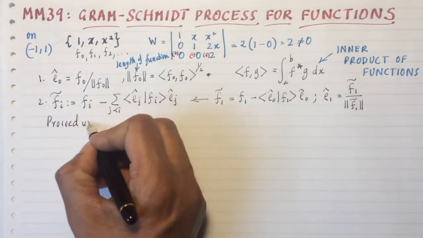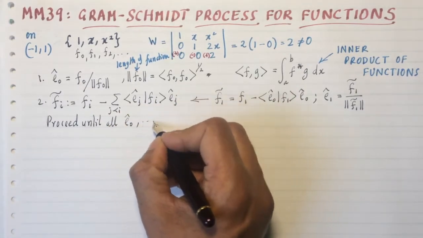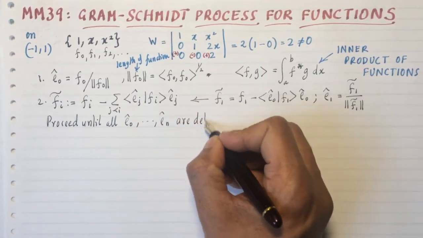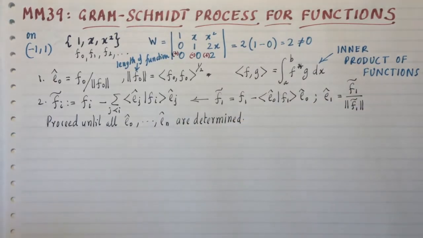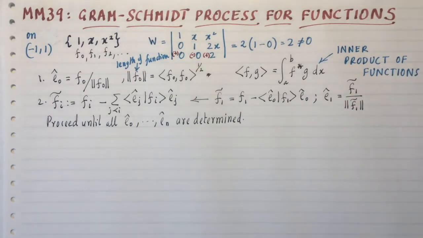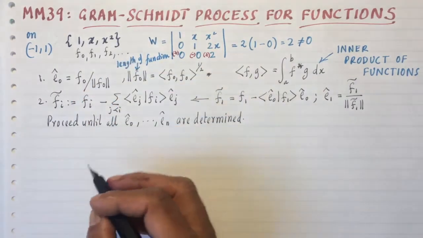Proceed until all e0 up to en are determined. So this is the famous Gram-Schmidt process. It's more often used in function spaces than it is in vector spaces. That is probably why when you studied linear algebra as a standalone course, the instructor probably skipped Gram-Schmidt to save some time. Anyhow, let's now find out the orthonormal set of 1, x and x squared.